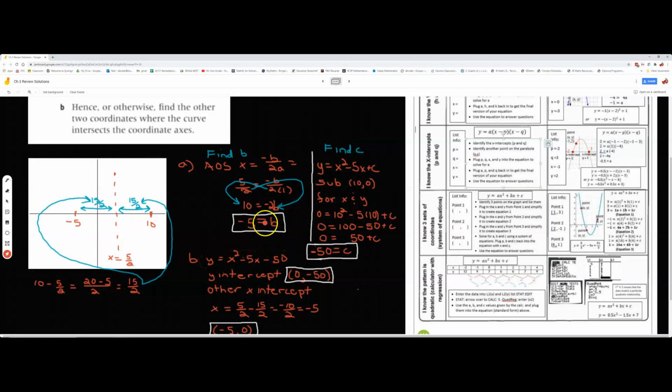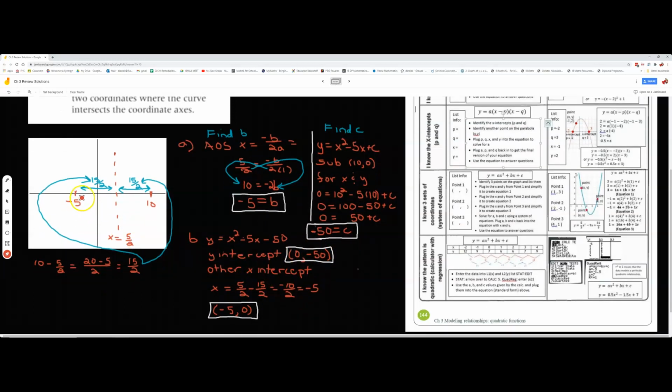So I'm going to use the results from the first part to do part B. That's what the word hence tells us. It says find the other two coordinates where the curve intersects the coordinate axes. Well, since this is in general form, I know that the constant c is the y-intercept, so that was easy.